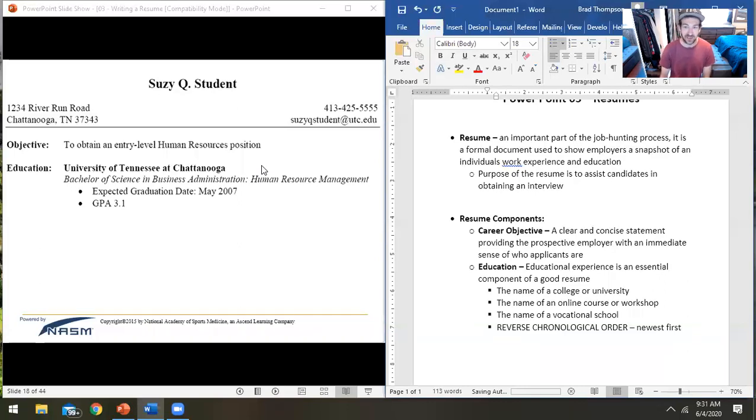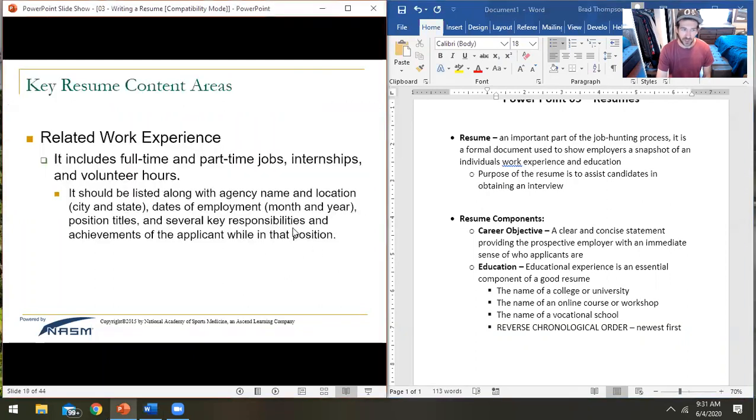You do want to make sure that they can read it easily, and you want to use bold and italics sparingly. That is what you use to draw somebody's eye to something. So if the University of Tennessee at Chattanooga is really important and super prestigious, okay, yeah, maybe put it in bold, but I don't think it's necessary every time.